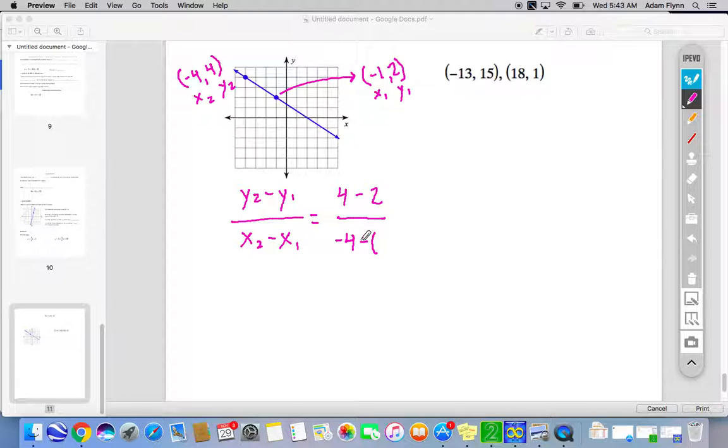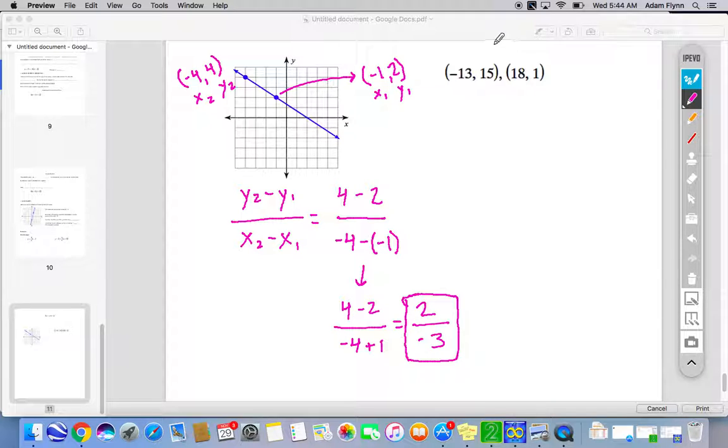Be careful here. Remember to always write a minus sign or subtraction sign. And if you have to subtract a negative number, we can rewrite that. So we have 4 minus 2 divided by negative 4 plus 1, because 2 negatives make a positive. So 4 minus 2 is 2, and negative 4 plus 1 is negative 3. So my slope would be negative 2/3.